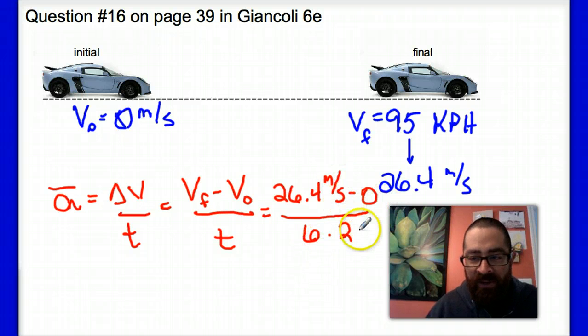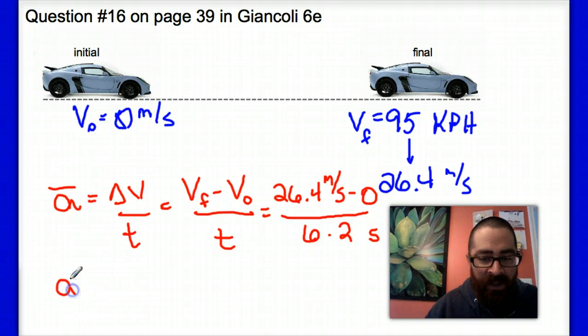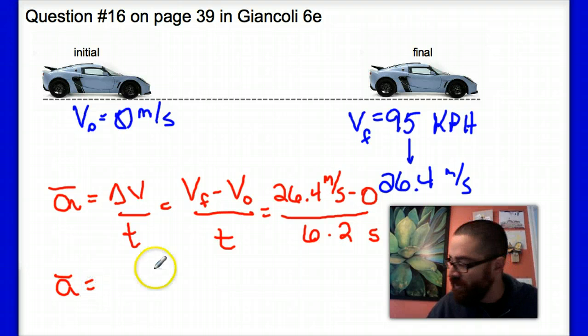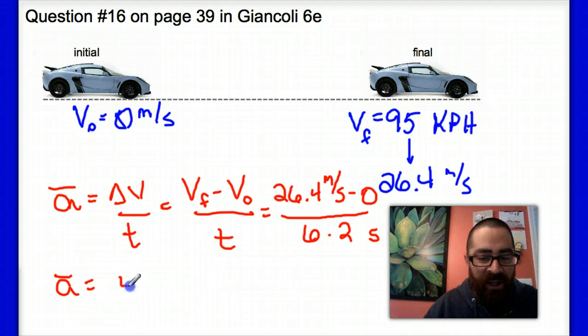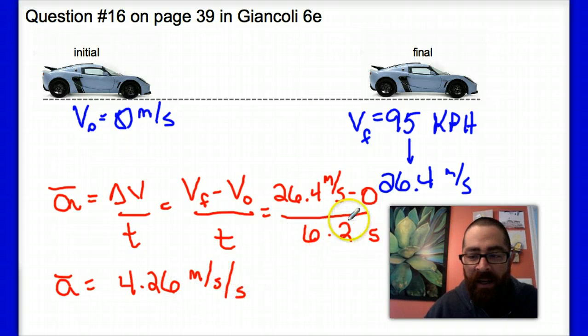This gives me units of meters per second in the numerator and seconds in the denominator. Of course, the seconds cancel out, and my acceleration becomes 4.26 meters per second per second. I take that back. They don't cancel out. I get meters per second over seconds.